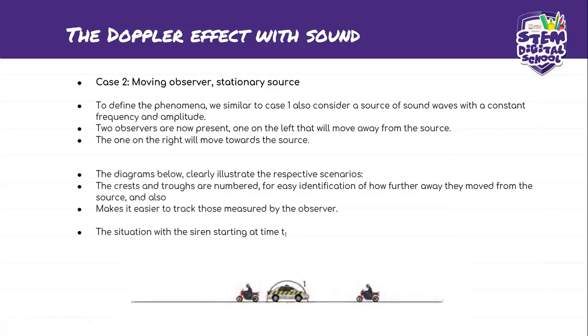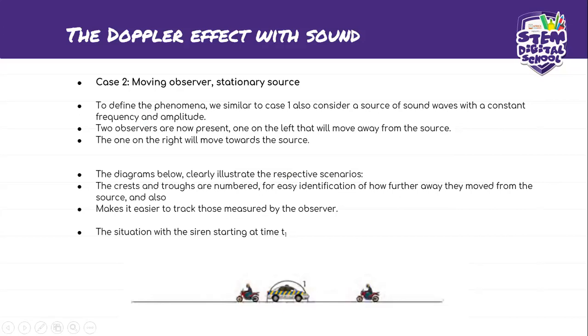Two observers are now present, one on the left that will move away from the source, and the one on the right that will move towards the source. So there's two cars here. One is moving towards, the other is moving away. This clearly illustrates the respective scenarios.